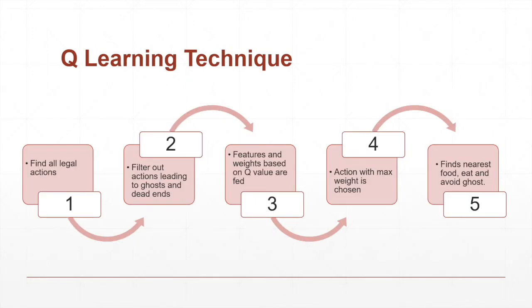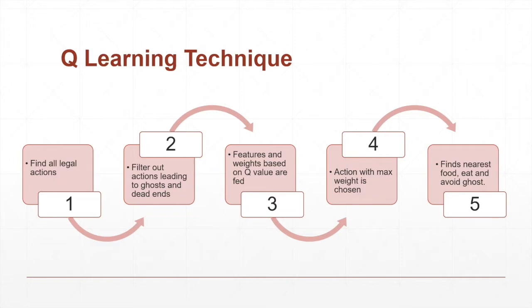The next technique that we implemented is a Q-learning technique, where Q-learning has been used along with A-star in the offensive agent. Again, it finds all legal actions and filters out actions leading to ghosts and dead ends. Those features and weights based on the Q value are fed in. Then the action with the most weight is chosen. And finally, the agent finds the nearest food, eats, and avoids ghosts. There is also a defensive agent that has been implemented for it, but we have not really spoken about it because it wasn't the best implementation found.